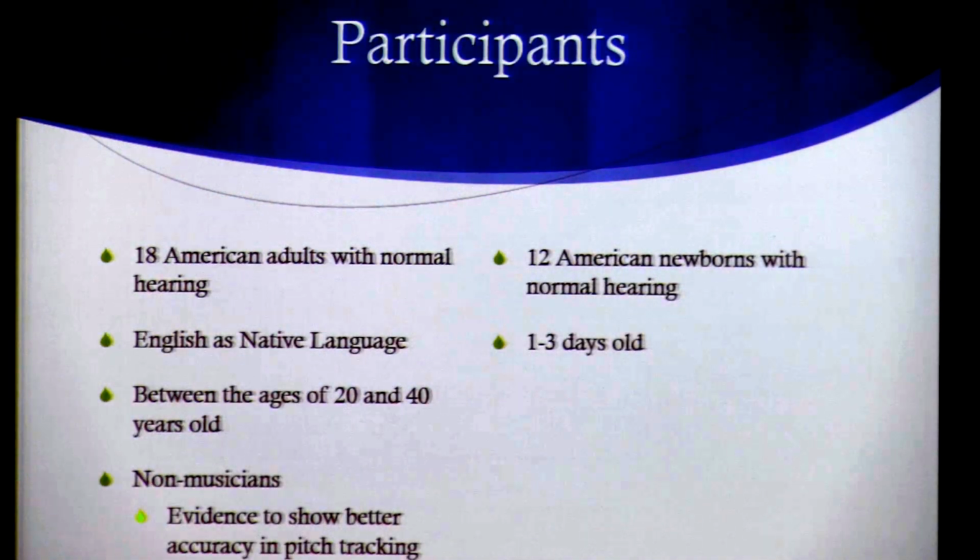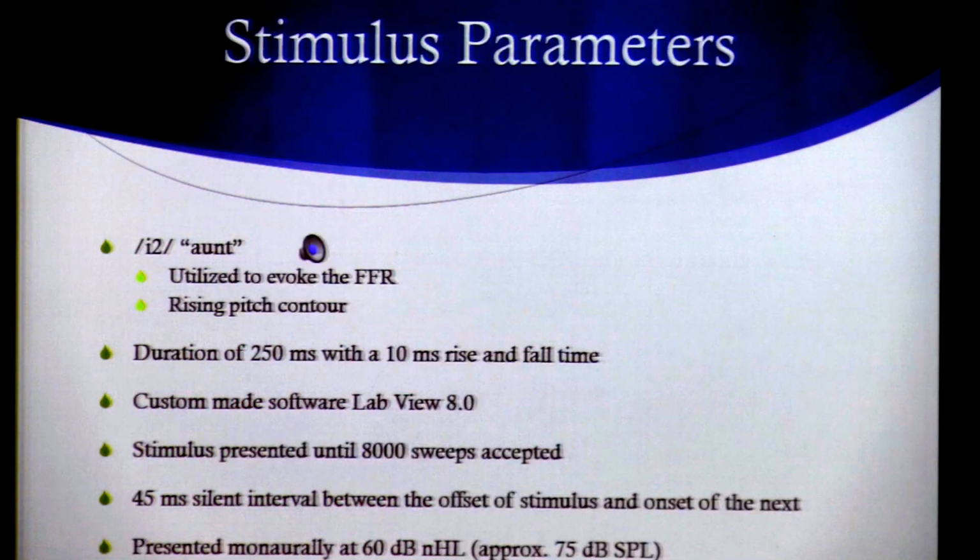So we looked at 12 American newborns with normal hearing between 1 and 3 days old, and then 18 American adults were recruited with English as their native language. They were between the ages of 20 and 40 years old, and it was also required that they be non-musicians, since evidence has shown that musicians are able to track pitch more efficiently due to their musical background.